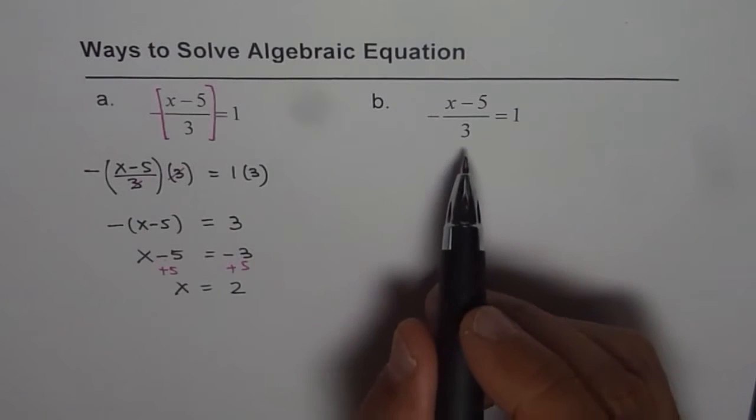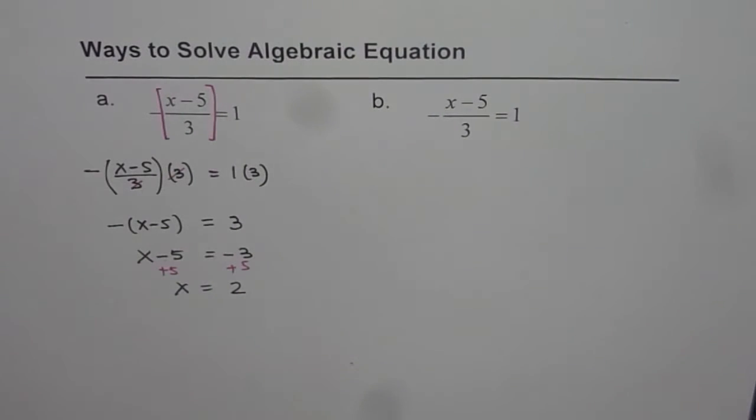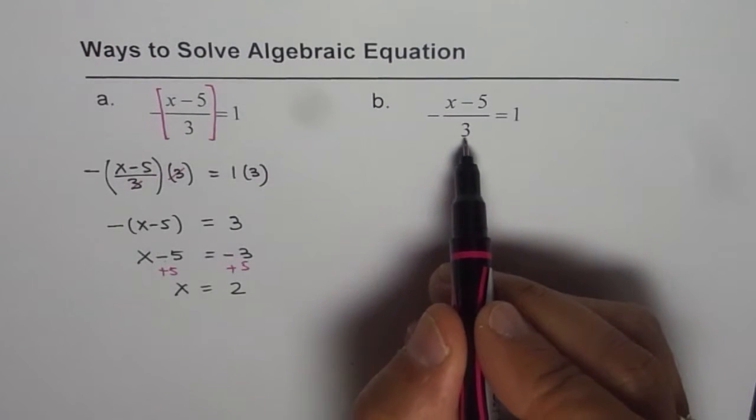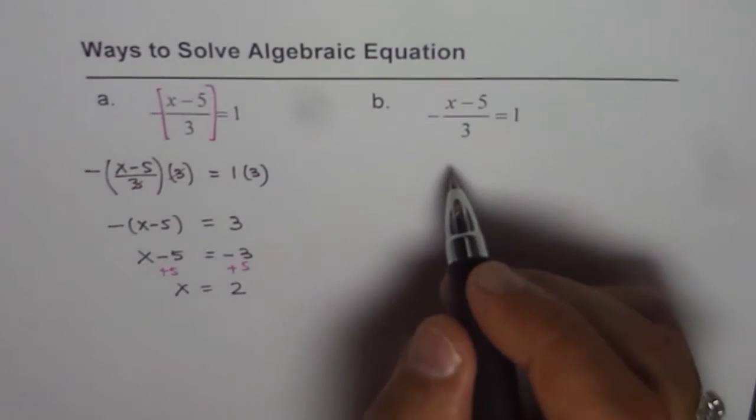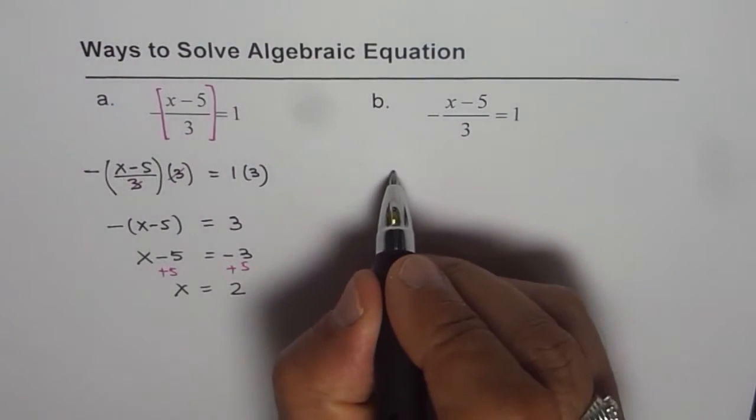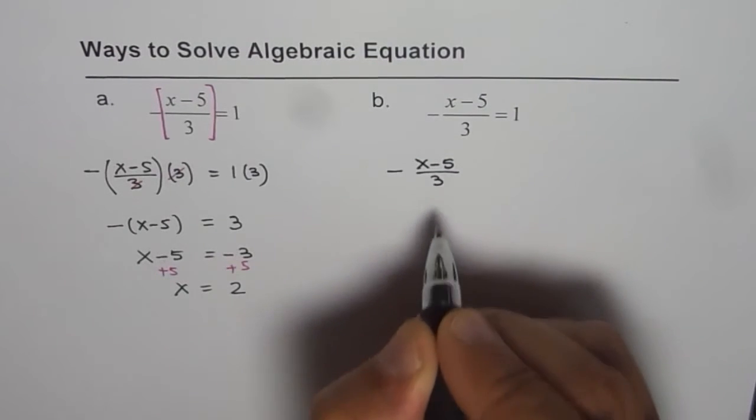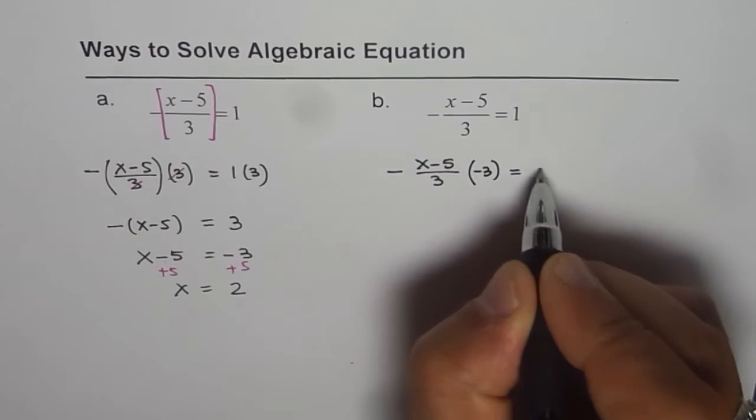Now let's solve this equation in a different way. This time what we will do is assume that this negative sign is with the 3 itself in the denominator. In that case, we have the equation like this: minus (x minus 5) over 3. If we multiply this by negative 3 both sides, what do we get?